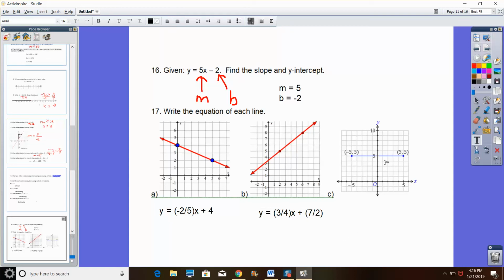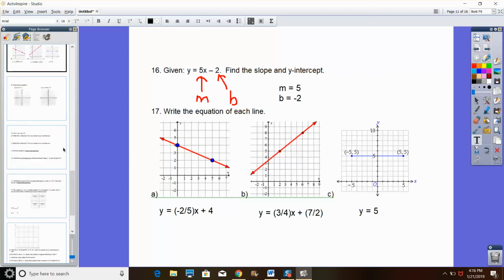All right, now this one's super easy. It's a horizontal line. So when we do a horizontal line, we just need to know where it goes through the y-axis. Since it goes through the y-axis at 5, the equation for the line is y equals 5. So done deal on that.